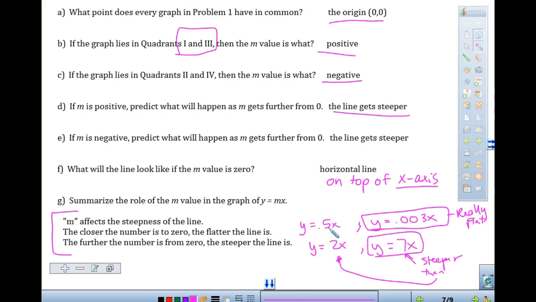So we got one more section of our notes that we want to look at, but I want to make sure everyone has that m affects the steepness of the line. So in that box is where you're writing that down. M affects the steepness of our line. The closer the number is to 0, the flatter the line. Farther from 0, the steeper it will be.